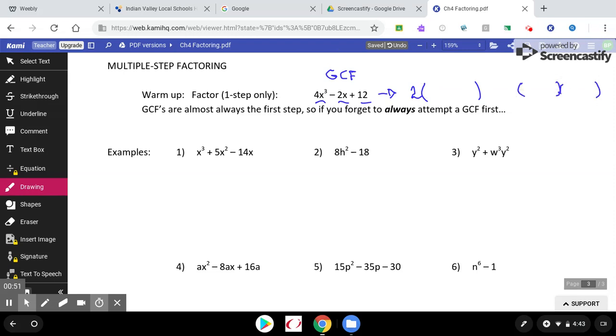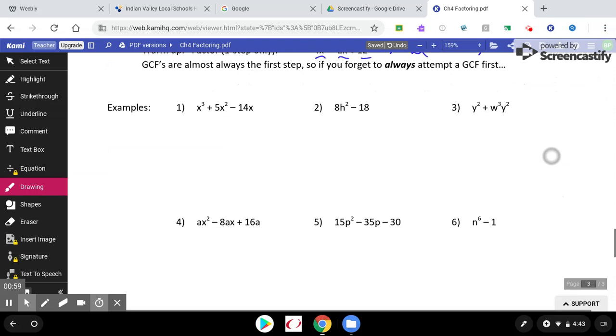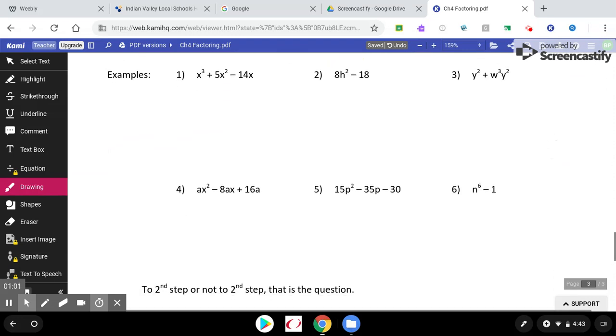So all these problems down below have a GCF. Understand that not every single problem is going to have a GCF, but we want to illustrate the point here. So all of these guys down here, these 6 examples, have a GCF. All right, number 1. GCF first, no matter what. I'm going to write this one time, and I'm not going to write it again.